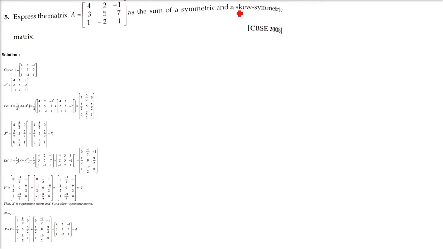See, sum of symmetric and skew symmetric. So how do we do this? If X can be written as half of A plus A transpose, Y will be half of A minus A transpose. So when we add X and Y, this A transpose will get cancelled. 2A divided by 2 is A. So X plus Y will be actually equal to the same matrix A, right? Now, in order to find X, you have to transpose A and then add it to A and divide by 2. So step by step we'll do.